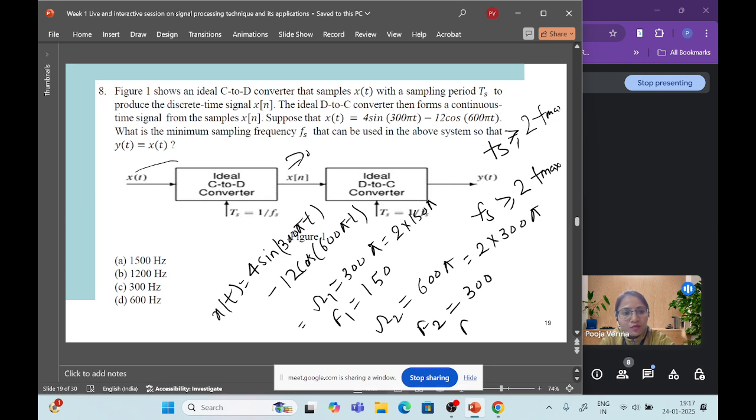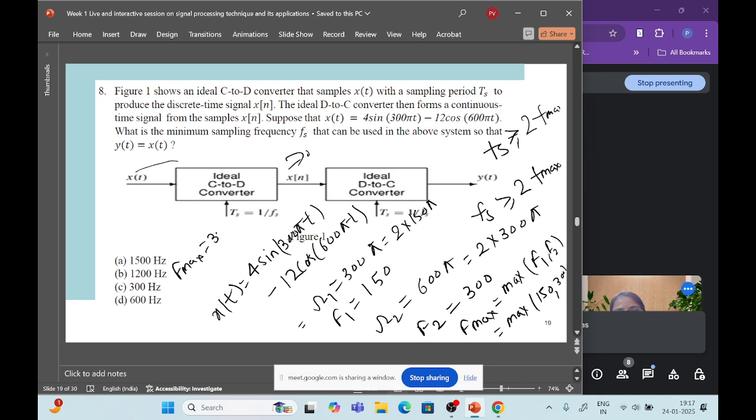So how can we get the F maximum value? It is the maximum of F1 comma F2. F1 is 150 and F2 is 300. So what is the maximum value? I am writing here, right? F maximum will be 300 hertz, right?